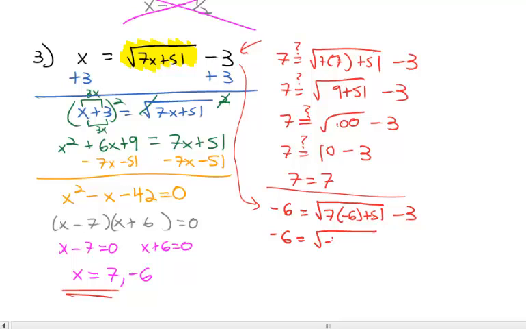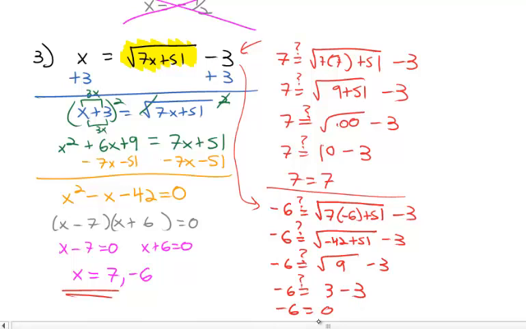7 times 6 is 42, negative, plus 51 minus 3. Still hoping. We don't know this is equal. Negative 6 we hope is equal to negative 42 plus 51 is 9 minus 3. Still hoping the square root of 9 is 3 minus 3. But wait, 3 minus 3 is 0.